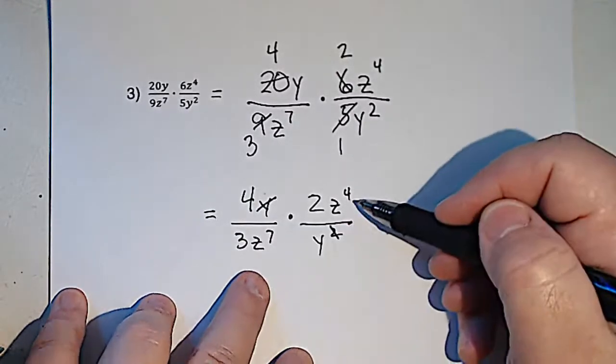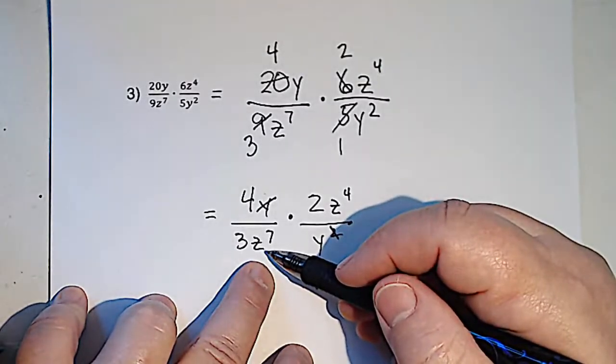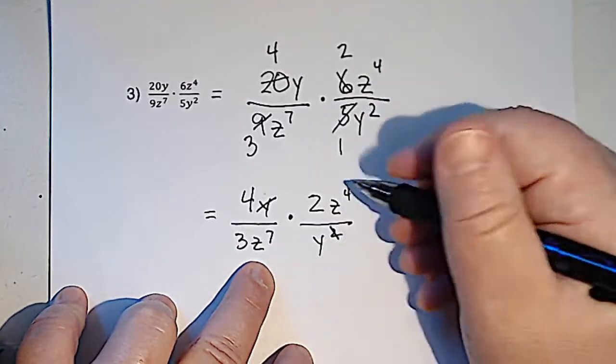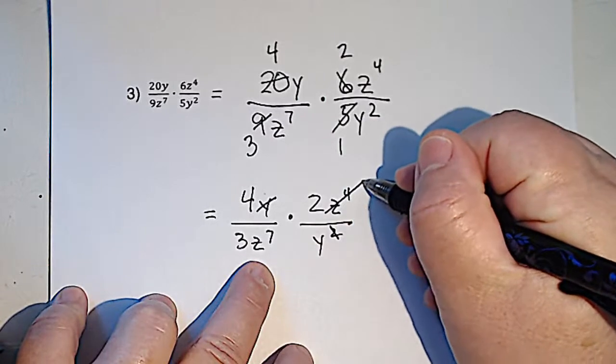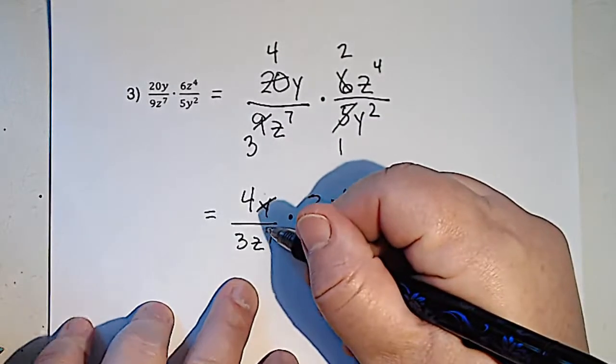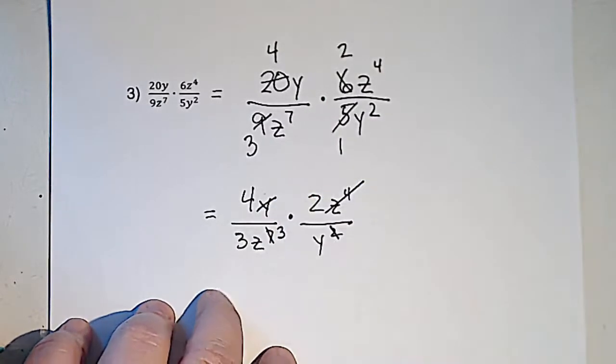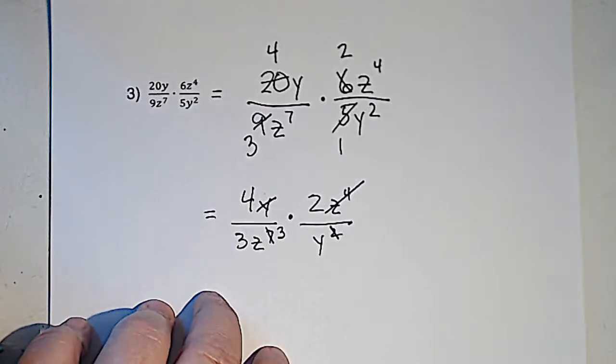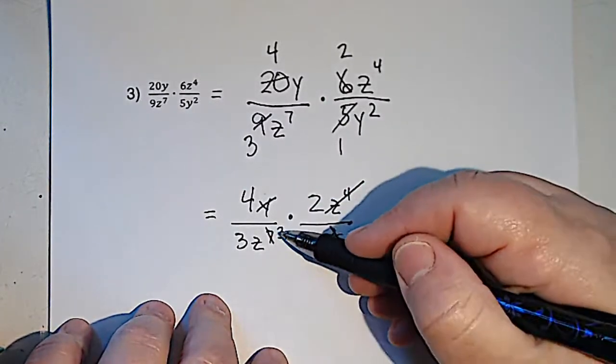Let's see, Z's. I got 4 up here. I got 7 down here. So if you'd like, you could just cancel the 4 up here. You had 7. 4 of them are canceled, so you're left with 3. That's that subtraction. 7 minus 4 is 3.